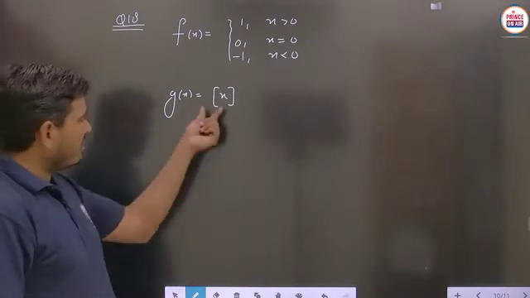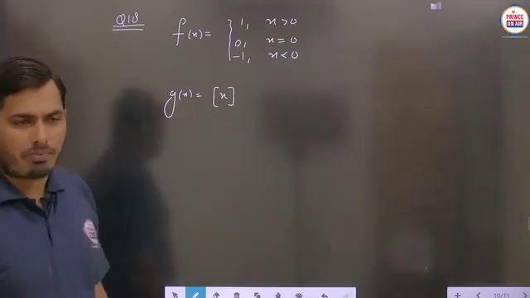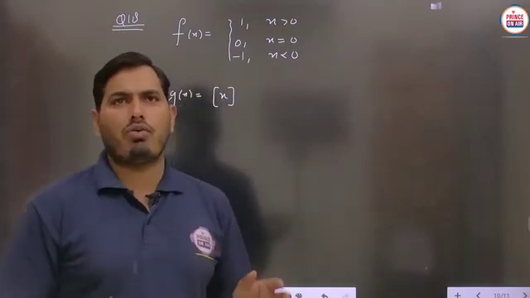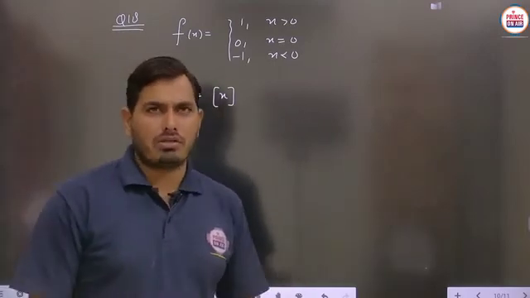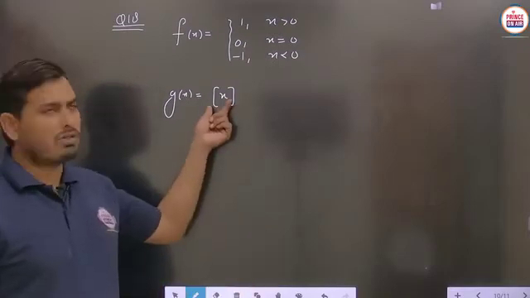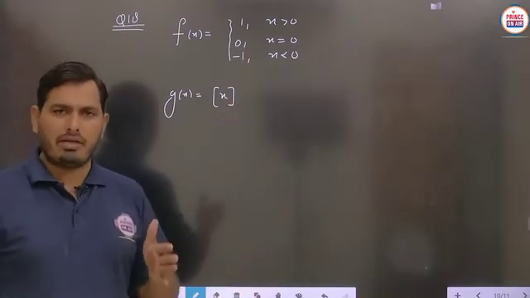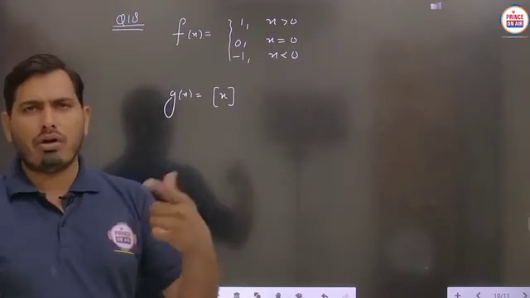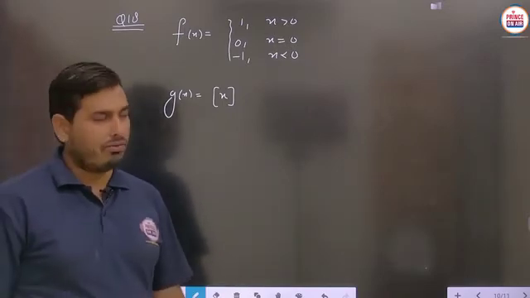Now students, I think each and every student knows very well about the greatest integer function, because the greatest integer function always provides an integer value as the answer, and that integer should always be equal to or just less than the given value. Is it clear?